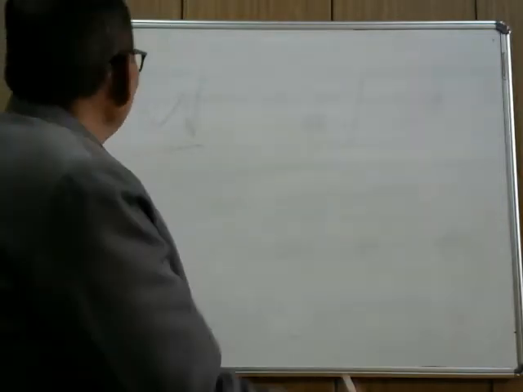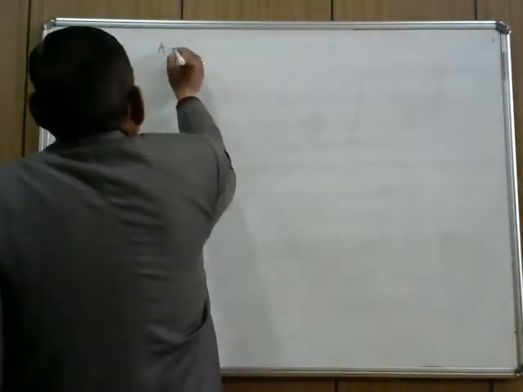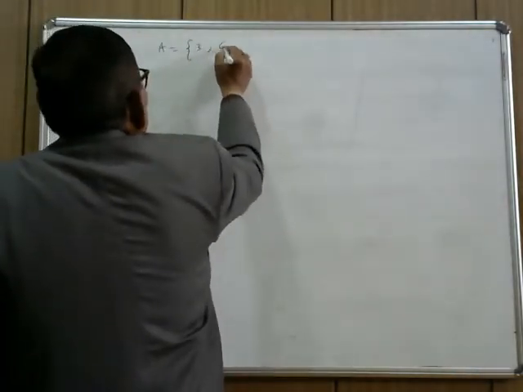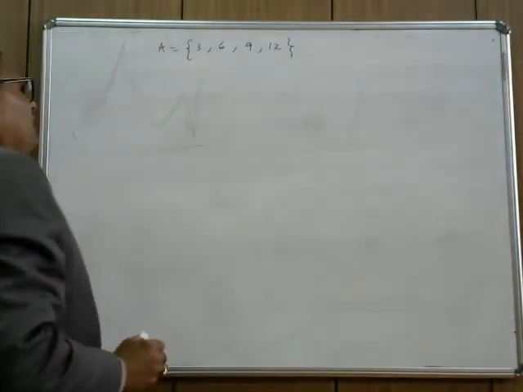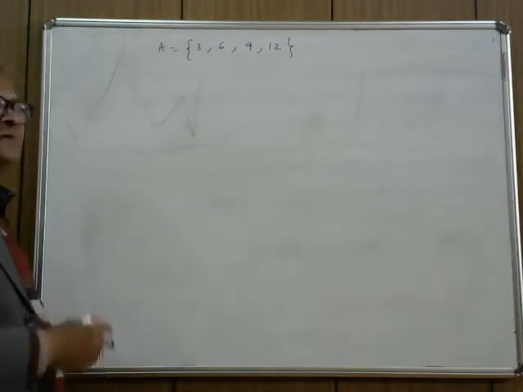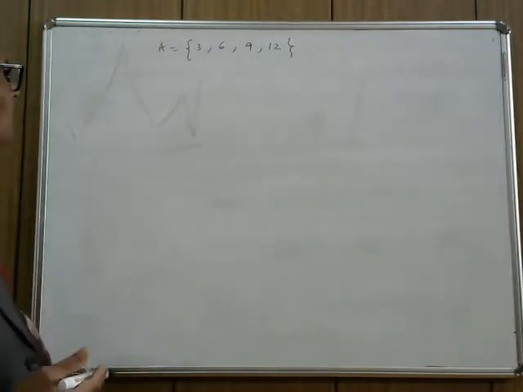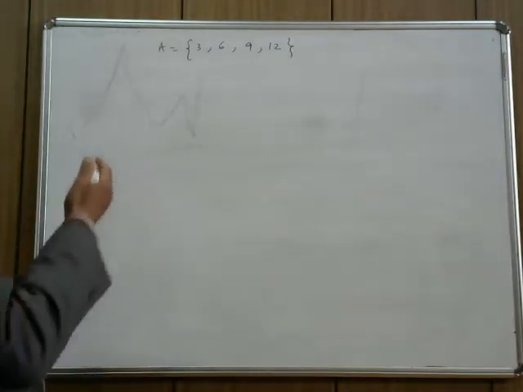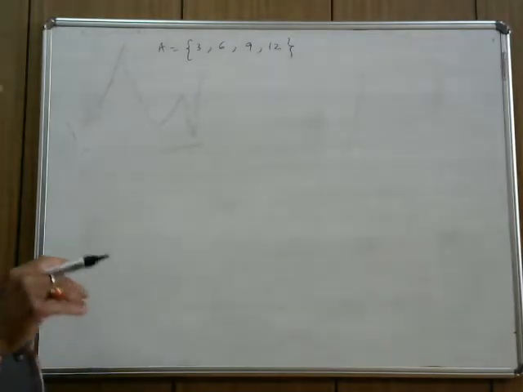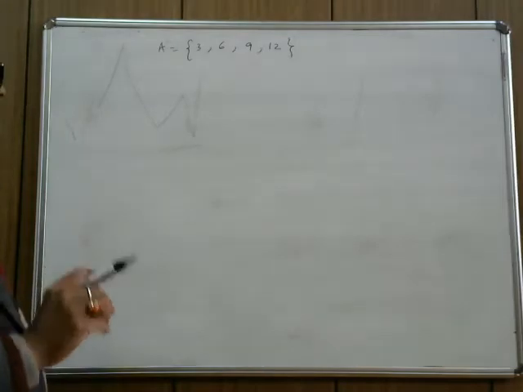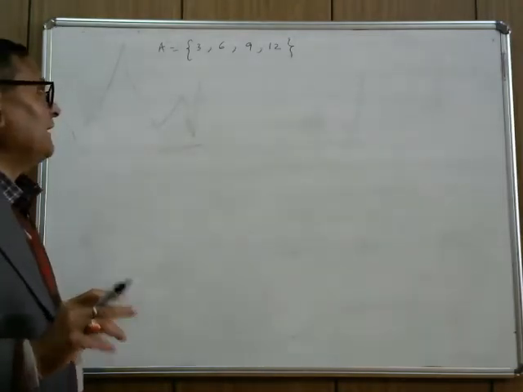Three, 6, 9, 12. A set A is defined as {3, 6, 9, 12}. You have to write this set in set builder form. This is given in roster form, so you have to change it into set builder form. How will you do it? First, observe the characteristic properties of the elements of the set A.